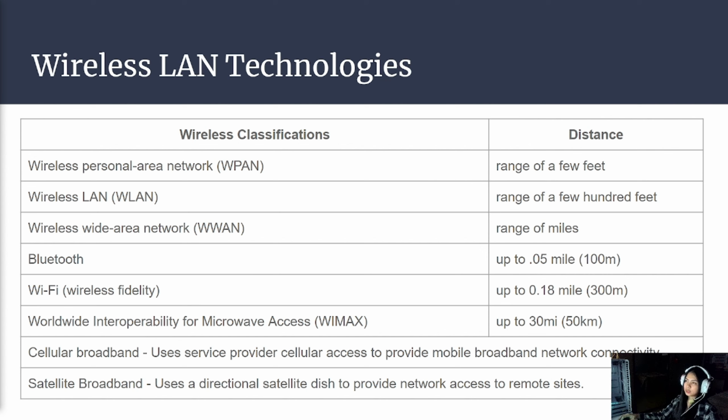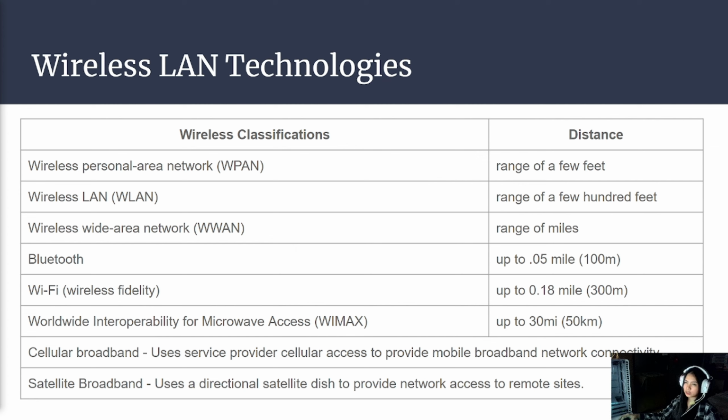Let's take a look at wireless LAN technologies. Here are its classifications. Wireless personal area network operates in the range of a few feet, much like how Bluetooth works. Wireless LAN, or wireless local area network, operates in the range of a few hundred feet. Wireless wide area network operates in the range of miles. Bluetooth, an IEEE 802.15 wireless personal area network standard, uses a device pairing process to communicate over a distance of up to 0.05 mile or 100 meters.